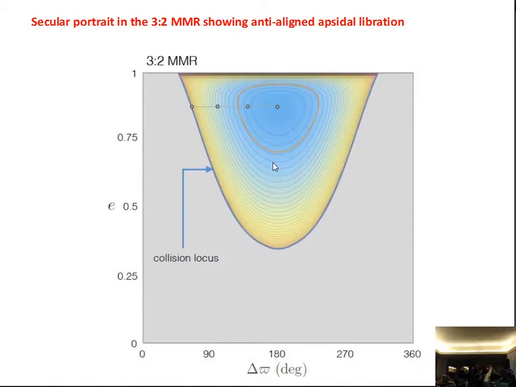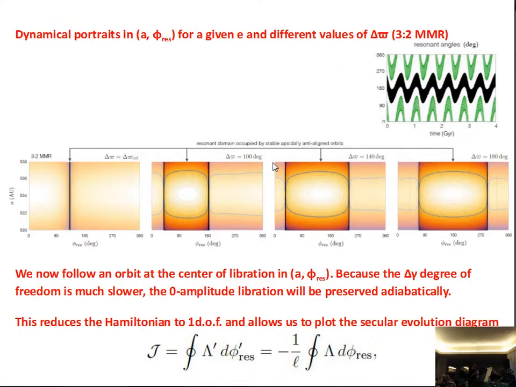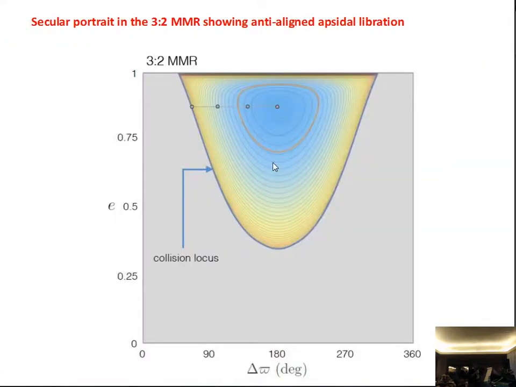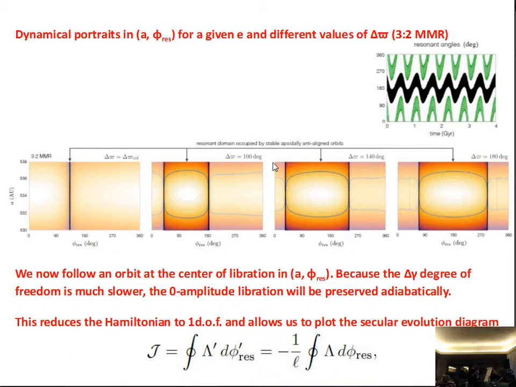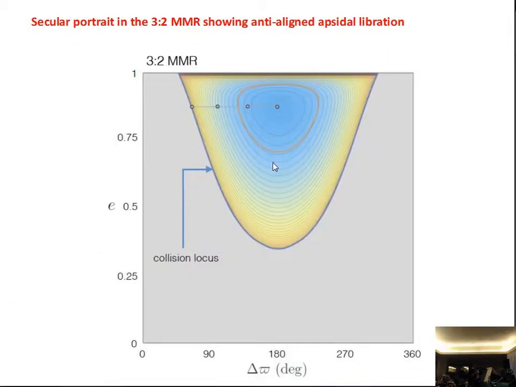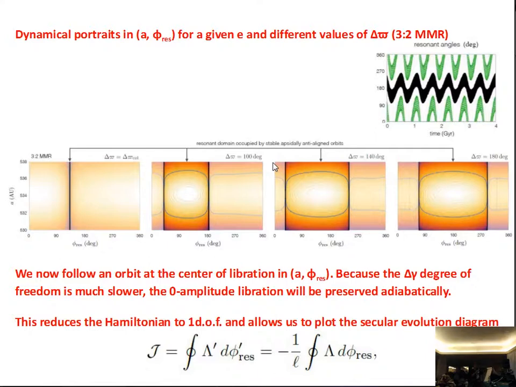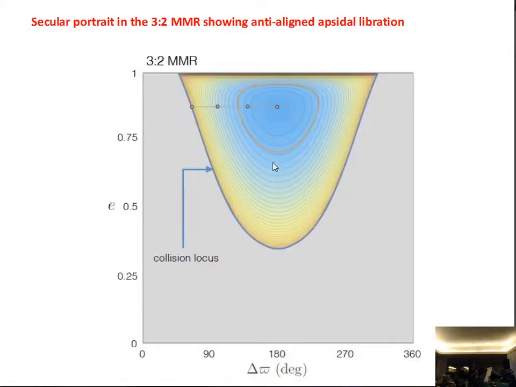To guide you a little bit with what I said before, look at these points. These are points that show some eccentricity and different values of delta varpi. When we are here, the mean motion resonance dynamics is exactly this one shown in this panel. When we are here, it is that shown in this panel. And when we are here, it is that shown in this panel, and that's where the collision curves shrink the libration amplitude to 0. That's why in this secular diagram this is called the collision locus. It makes sense to follow the dynamics only inside of this region.